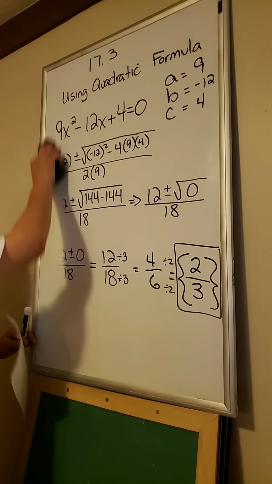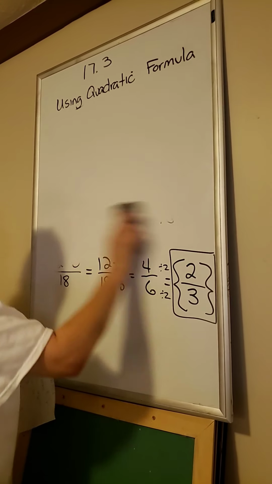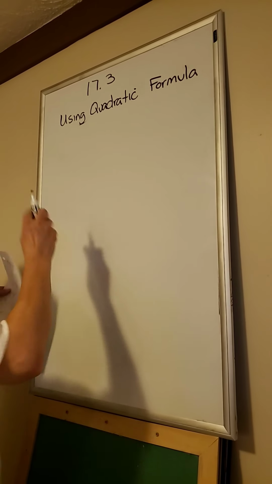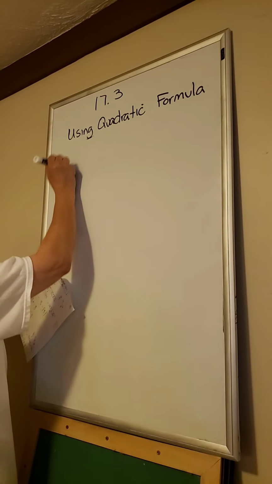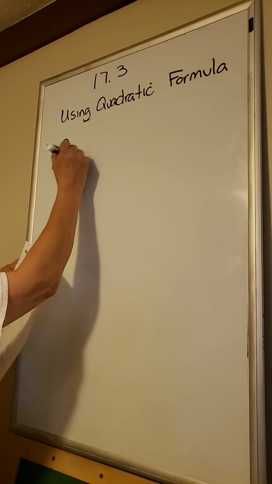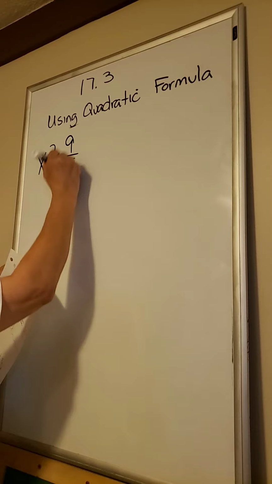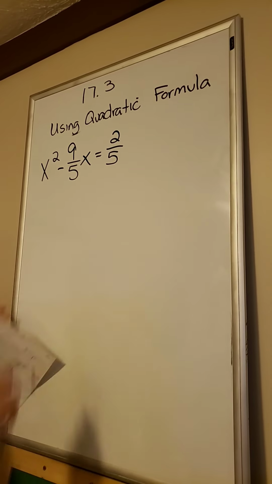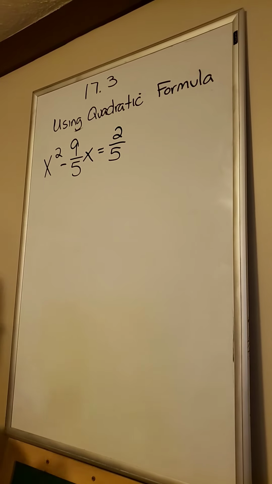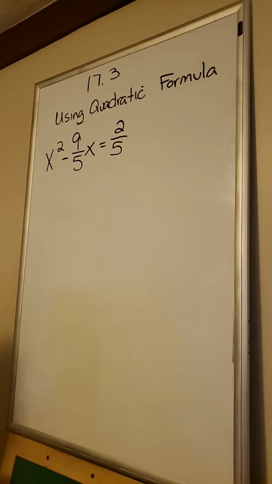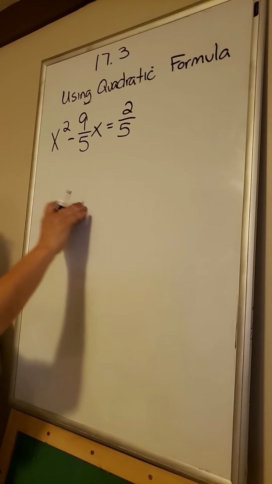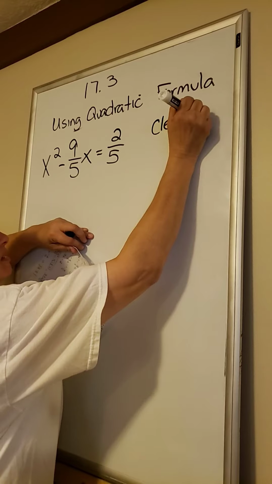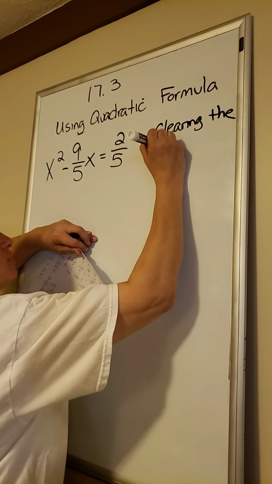Okay, we got one more problem. Let me write it down. So we have x squared minus 9/5 x equals 2/5. And I'm not going to be mean and tell you to go ahead and work this out yourself. We're going to go ahead and go through it together. And the easiest way to do this is clearing the fractions.